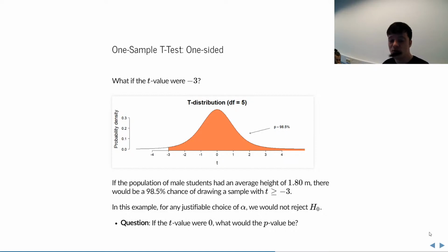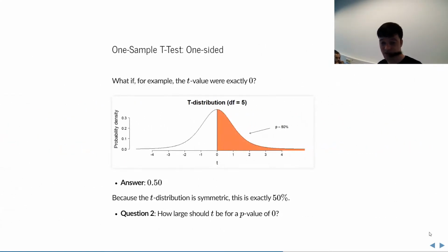Okay, next question then. If the t-value would be exactly 0, then what would the p-value be? What did you say? 50%, he says. That's correct. Because the t-distribution is symmetric, so if you cut it in half, you have 50%. So the intuitive way to interpret this is, what is the chance of a positive difference from the null hypothesis? If you expect the difference to be 0, then the chance of a positive difference should be equal to the chance of a negative difference if your distribution is indeed symmetric, so it gives you 50%.